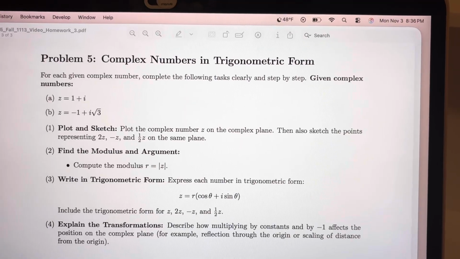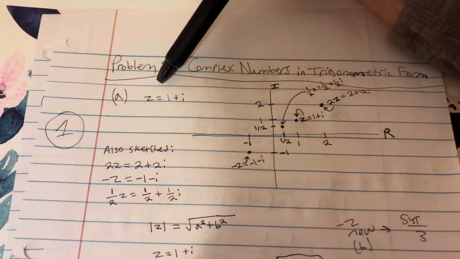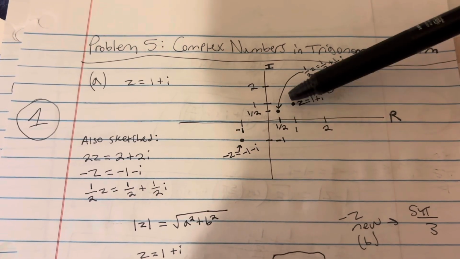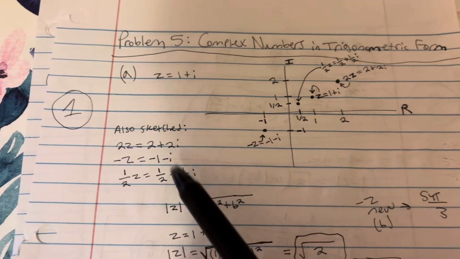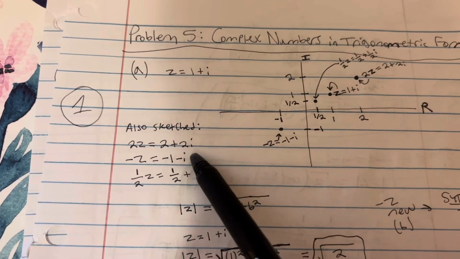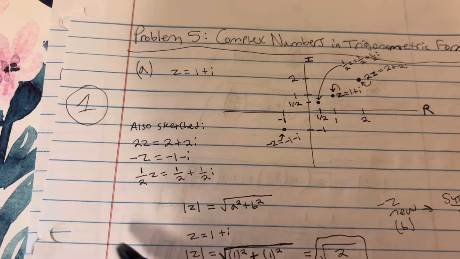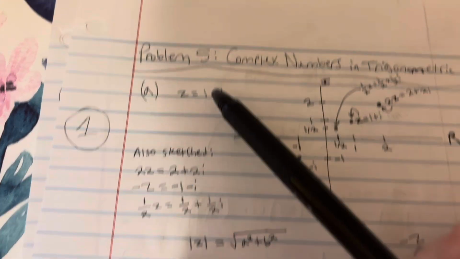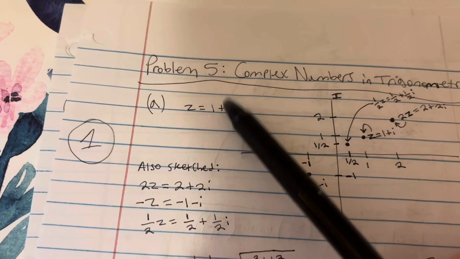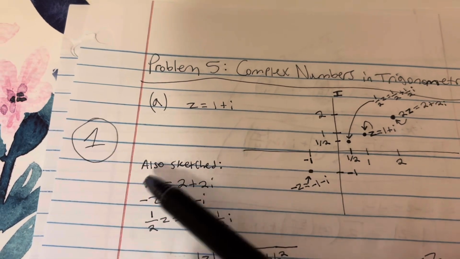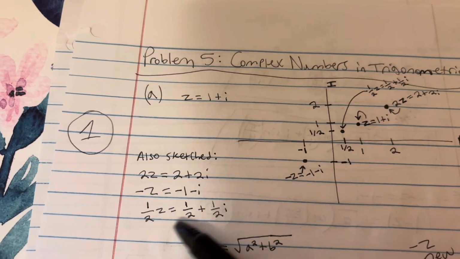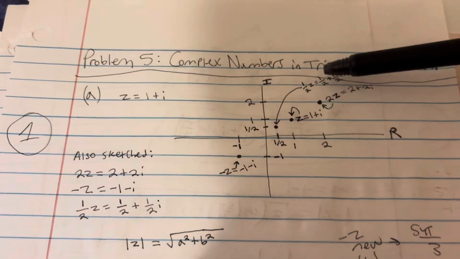Problem 5, complex numbers in trigonometric form. So here I have z equals 1 plus i, and I graphed it at 1 comma 1, which is right at this point. I also sketched out these, and basically what you're supposed to do is distribute whatever you have, like the 2, the negative, the 1/2, in this equation. Distribute them using this equation, and so you get these. And so I graphed them as well on here.